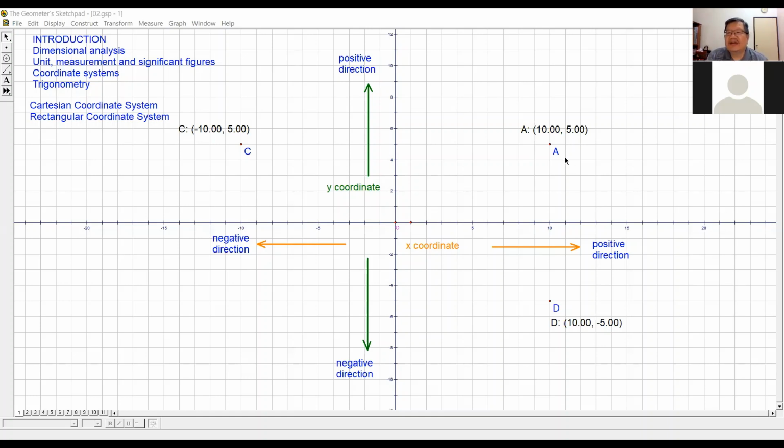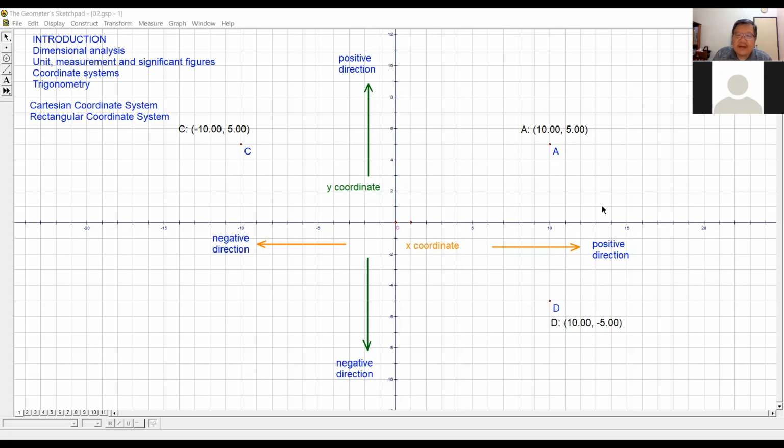Let's take for example a point A. Where is the position of A? The coordinates are 10, 5. So it means that we move in the x direction 10 units, and we move in the y direction 5 units. This is the positive direction.